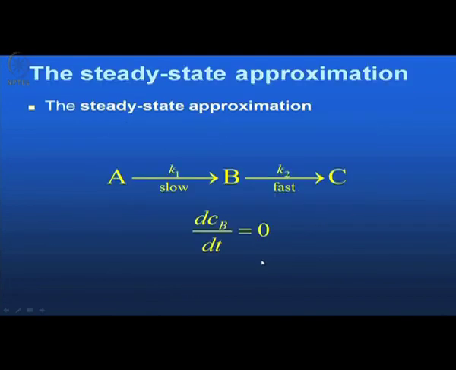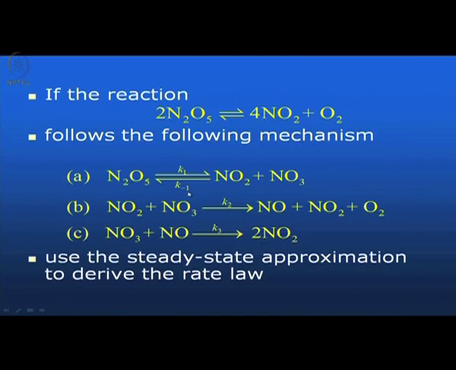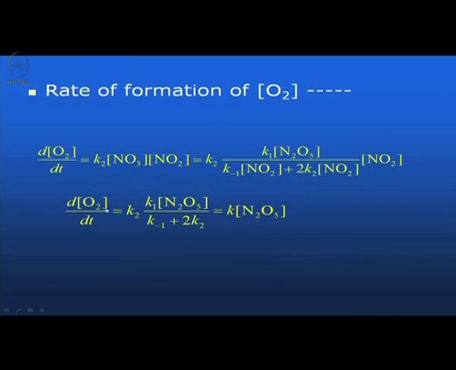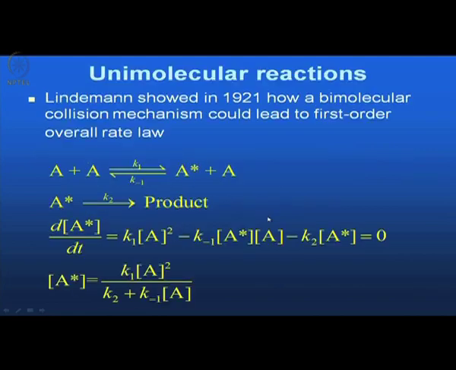Next, we have also employed the concept of steady state approximation, that if A to B to C is a sequential process, then B will have a steady concentration for a certain period of time. If you employ this steady state approximation, then you can say that dCb/dt is equal to 0, and therefore using that you can find out the overall rate of a chemical process in terms of the concentration of your reactant.